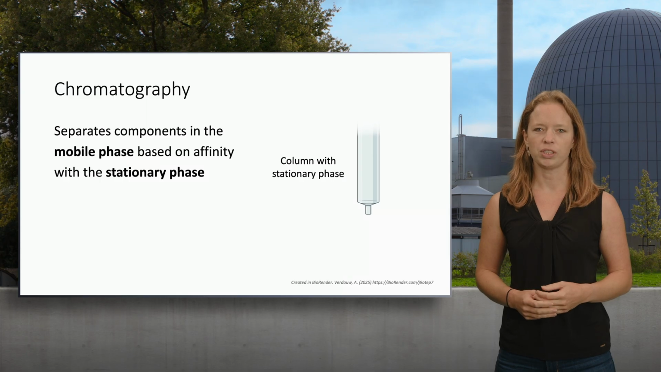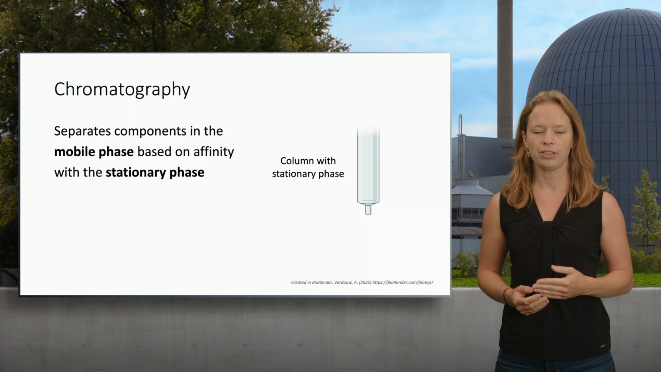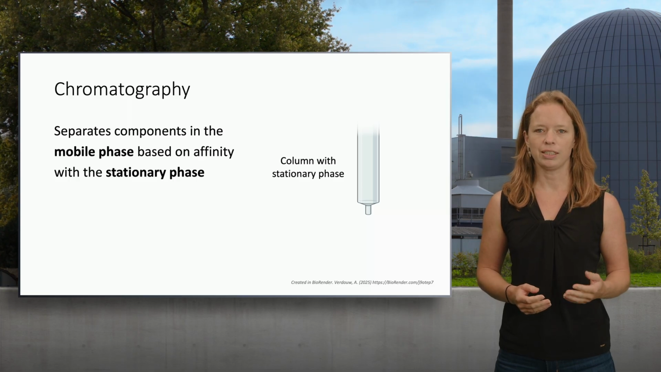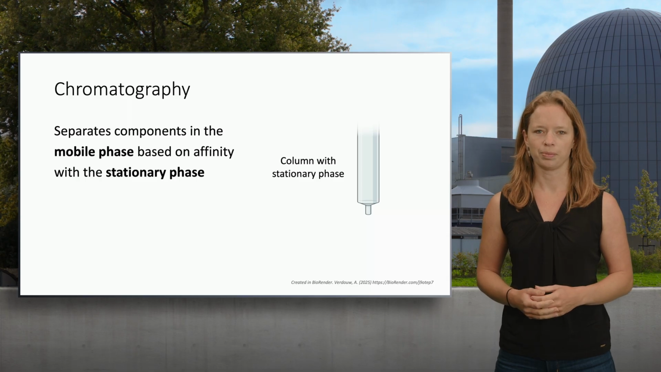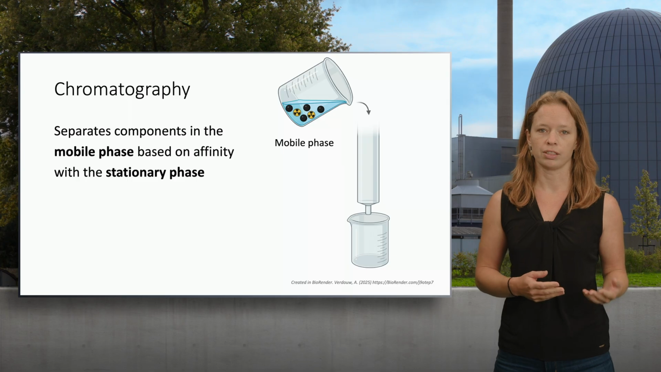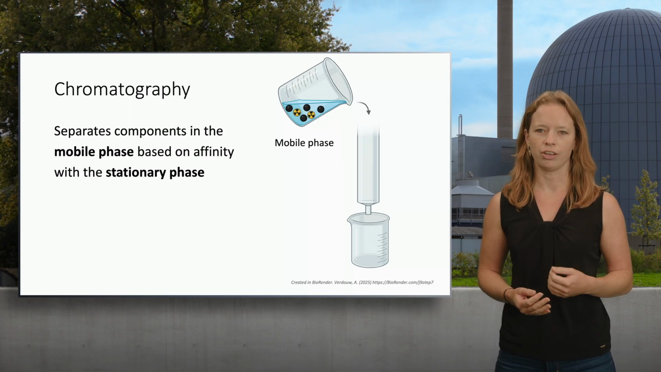Chromatography is a technique used to separate compounds in a solution, or mobile phase, based on affinity with the stationary phase. This stationary phase is commonly placed in a column with a filter on the bottom to retain the stationary phase. The solution containing, for instance, the target ions and product radionuclides is then passed through the column containing the stationary phase.